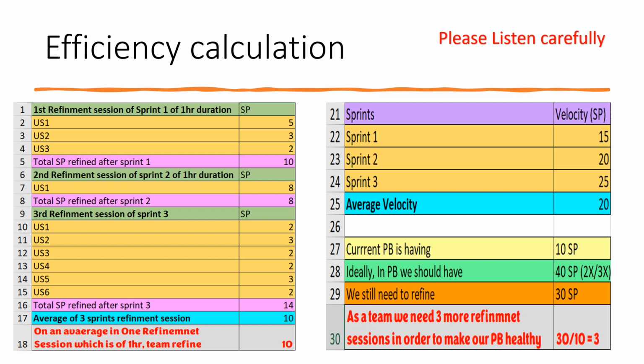And if you're having your product backlog ready for the next two sprints, that means greater than your average velocity. Again, if your average velocity is 20, if your product backlog is having at least 40 or 60, then it means your PB is healthy. Okay, so that is what we are emphasizing here. So as a team, we need three more refinement sessions in order to make our product backlog healthy. Okay, so this is a simple calculation. I hope it's clear for you guys.